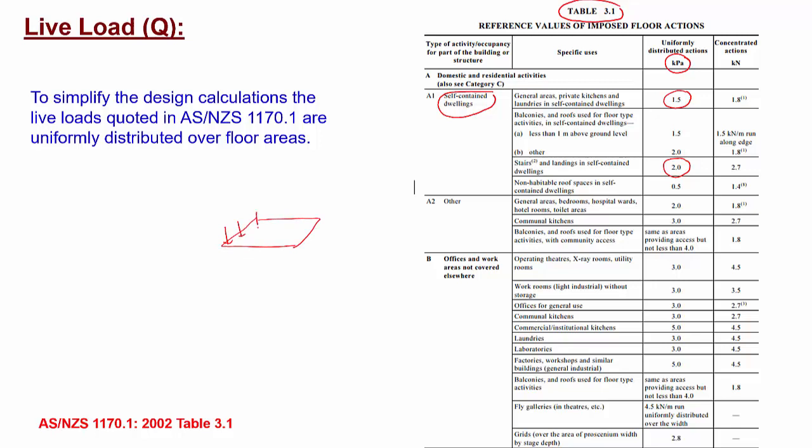So the load is distributed like 2 kilopascal or 1.5 kilopascal. Now, for other areas like offices, as you can see, for general office spaces, we take it as 3 kilopascal, and if it is a factory or industrial floor, we can go to 5 kilopascal as well. So depending on the purpose of the structure, the live load that we take will be different. And table 3.1 in AS 1170.1 gives us the guidelines on how to choose the proper live load depending on the type of the structure.